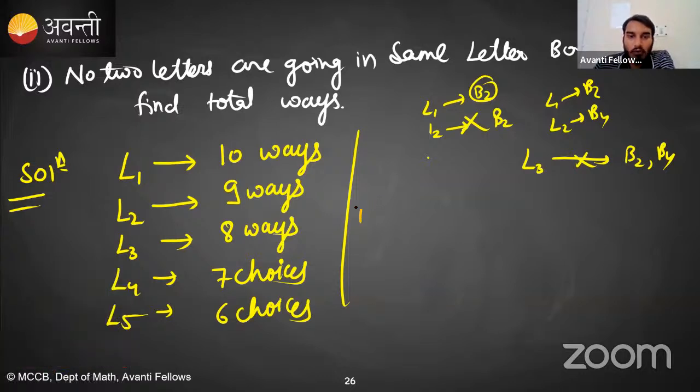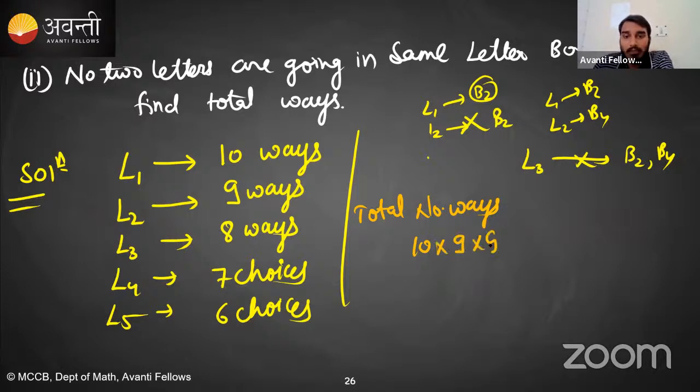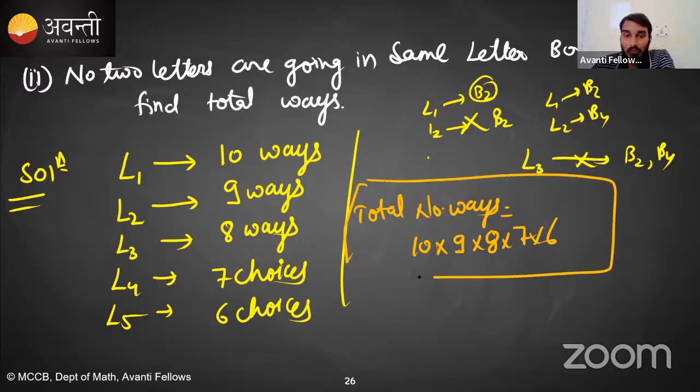So the total number of ways are 10 into the first letter, and then 9, 8, 7, 6. Is this clear? So these are the total choices. इसको calculate कर लेना, जो भी answer आएगा, that many choices we have. Is this clear? So this is your answer.